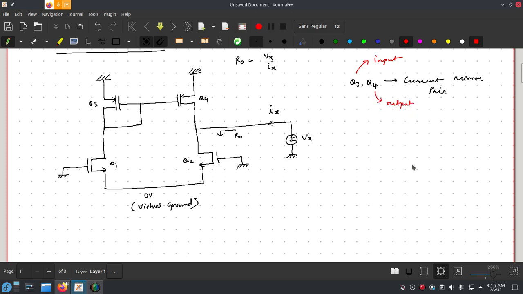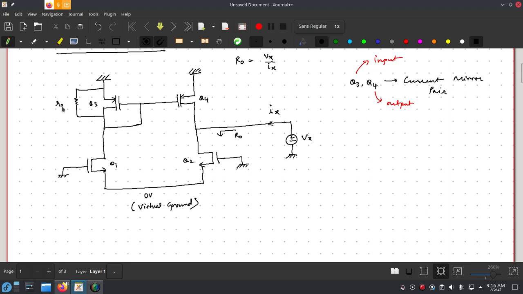Meaning, whatever current is generated at Q3, the same current will be generated at Q4, provided Q3 and Q4 are properly matched. Now try and pay attention. Before I forget, we have these resistances.